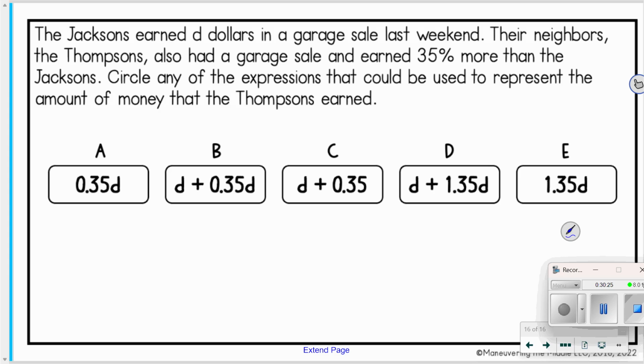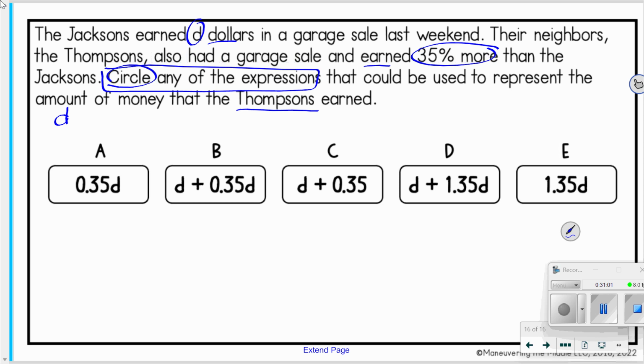Jackson earned $D in a garage sale last weekend. Their neighbors, the Thompsons, also had a garage sale and earned 35% more than the Jacksons. Please be quiet. Circle any of the expressions that can be used to represent the amount of money the Thompsons earned. So I know the Jacksons were D, correct? The Thompsons earned 35% more than the Jacksons did.